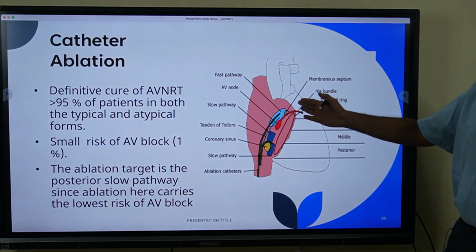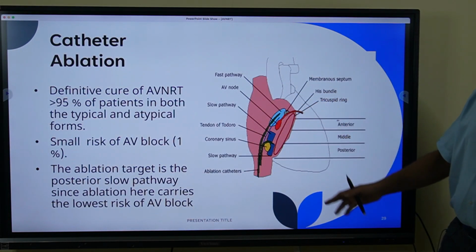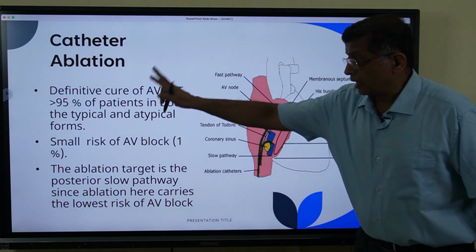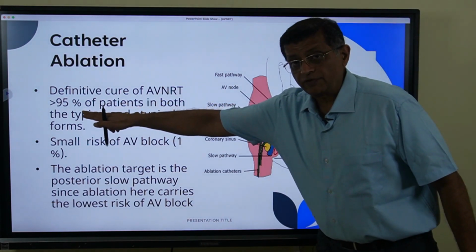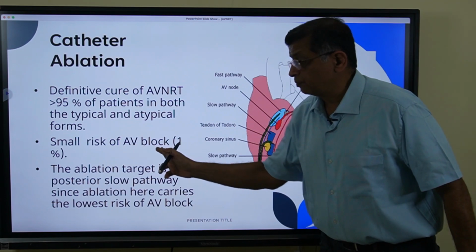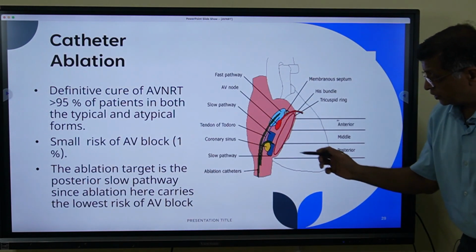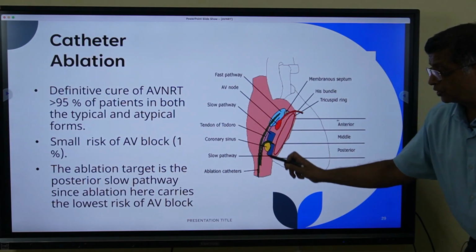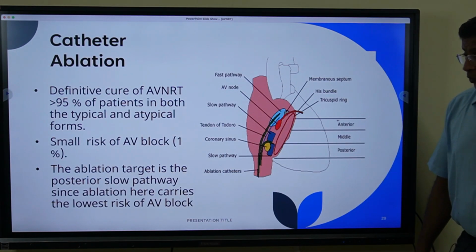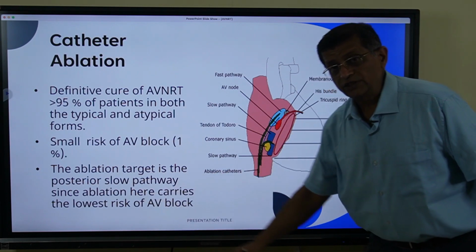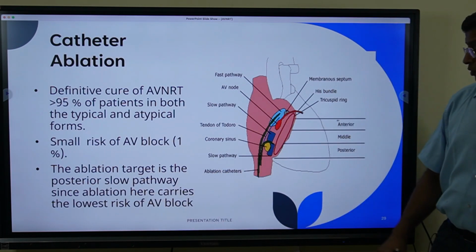Now we have already discussed the anatomy of AV node. The definitive treatment is ablation and the success rate is 95%. The risk of AV block is very small, about 1%. The ablation is usually targeted on the posterior 1/3 of the Koch triangle, where the slow pathway is. So ablation is done on the slow pathway usually.